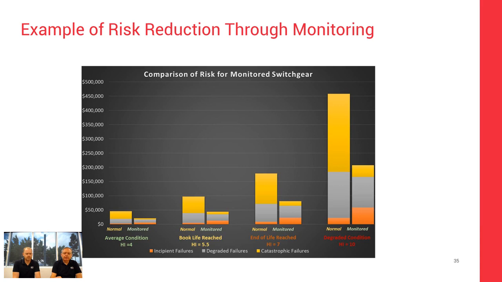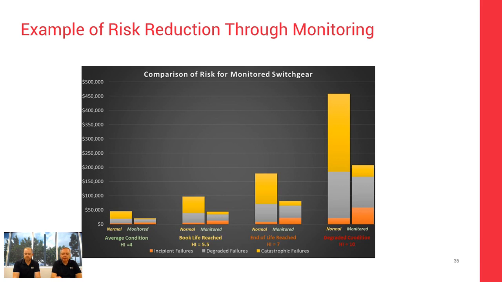Catastrophic failure is shown in yellow, a degraded failure, so relatively contained, is shown in gray, and an incipient failure is the one where we've gone in and we've been able to take it out. So the previous case study was an incipient failure. There is some cost to go in there to look at the VT, take the VT out, replace the VT. But what we're trying to do is reduce the disruptive failures, catastrophic failures, and drive them down into the orange levels.